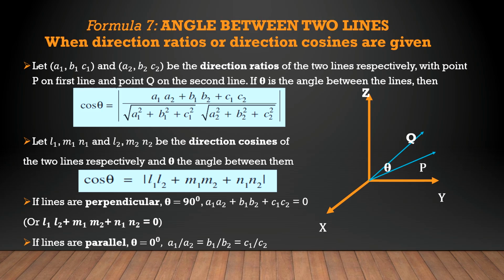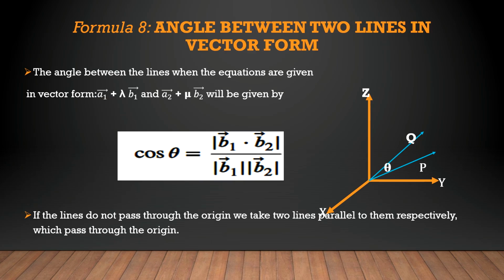If the lines are parallel, then the angle between them is 0 degrees and cos 0 degrees is 1. So when you evaluate this in the formula, you will get A1 upon A2 is equal to B1 upon B2 is equal to C1 upon C2. Two very important equations which you will be using in the examples.